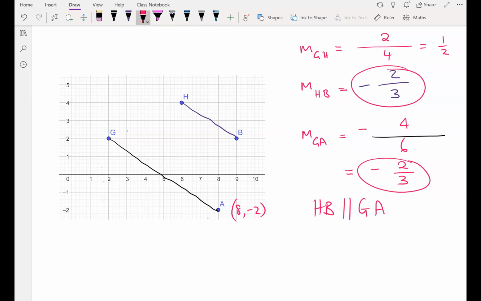G is the point 2, 2. And then I'm going to put a third point in over here. I'm going to put the coordinates of this point here. The coordinate of that point is 2 and minus 2.